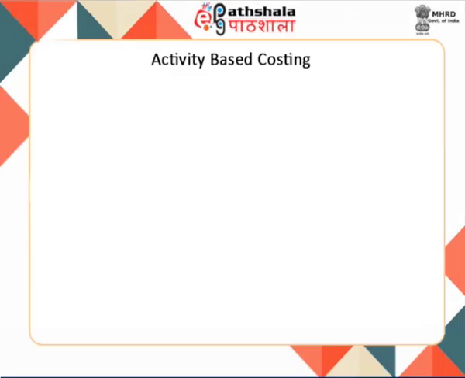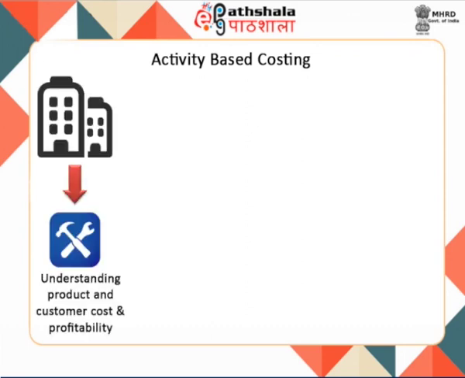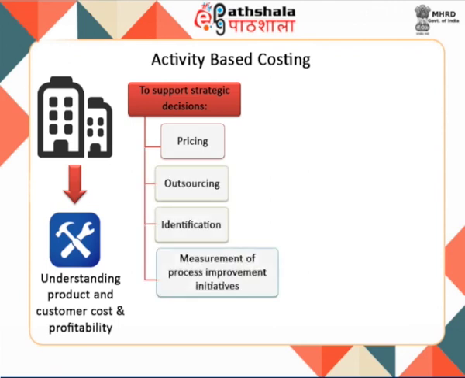In a business organization, ABC is generally used as a tool for understanding product and customer cost and profitability based on the production or performing processes. As such, ABC has predominantly been used to support strategic decisions such as pricing, outsourcing, identification, and measurement of process improvement initiatives.